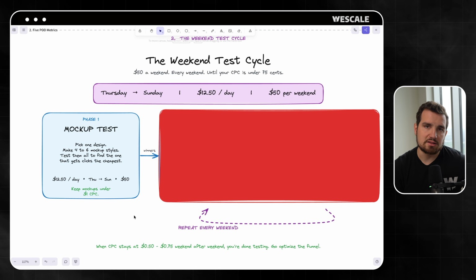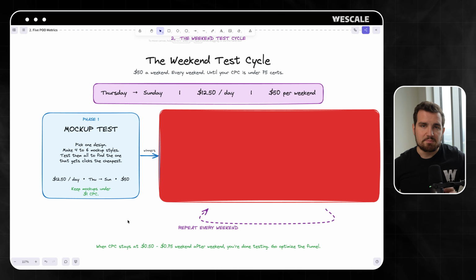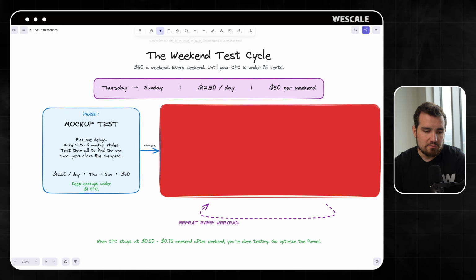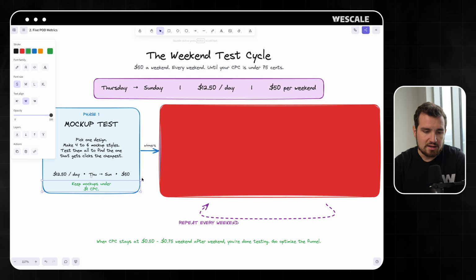The very first thing that we use this number to help us with is in our mockup test. And so this is when we're looking at basically the background, the portrait, if you will, around the design. This is where we're picking one design and we launch 4 to 6 different mockup styles. And here we launch $12.50 per day. And our goal here is a cost per click that's under $1.